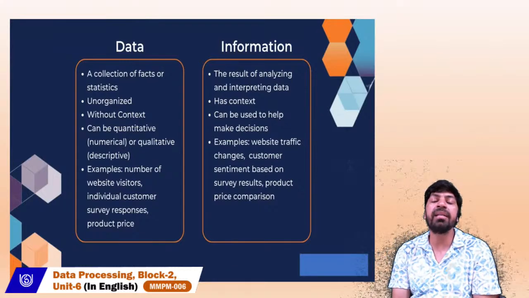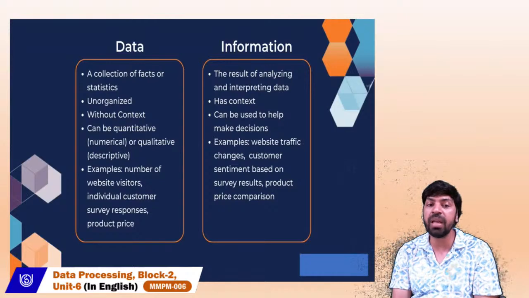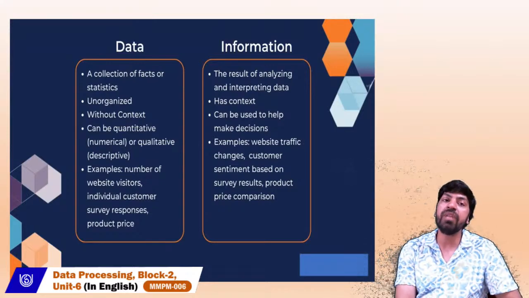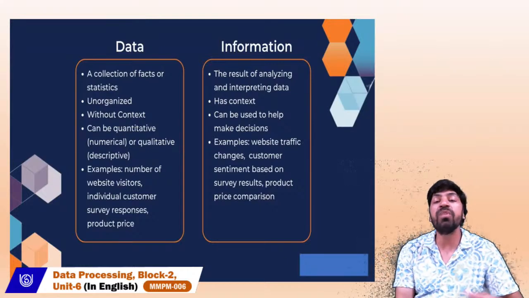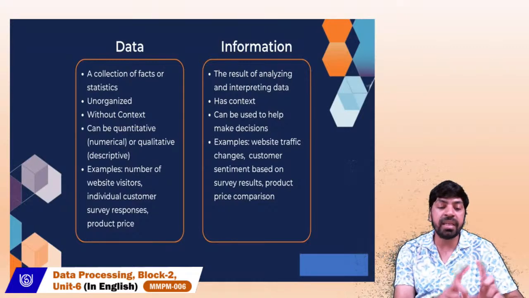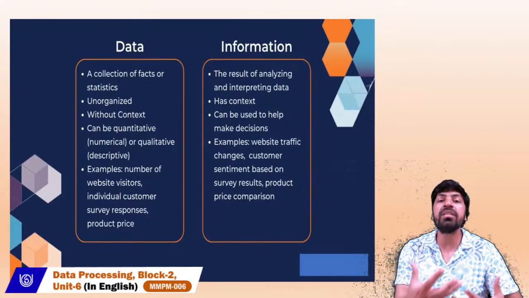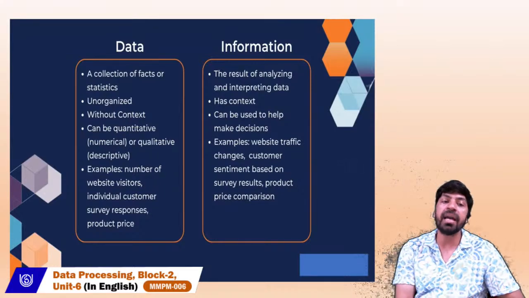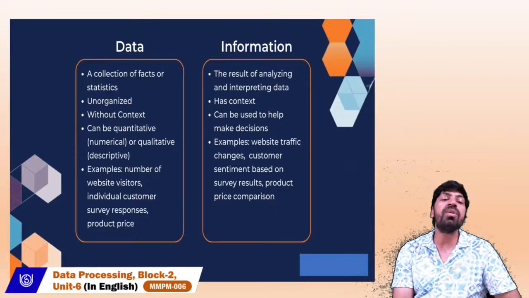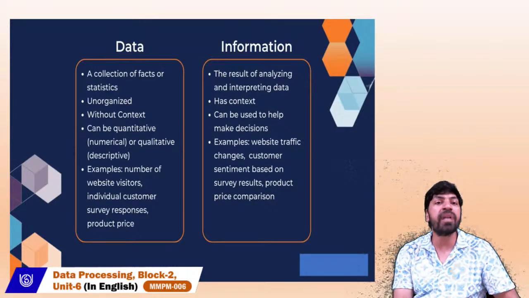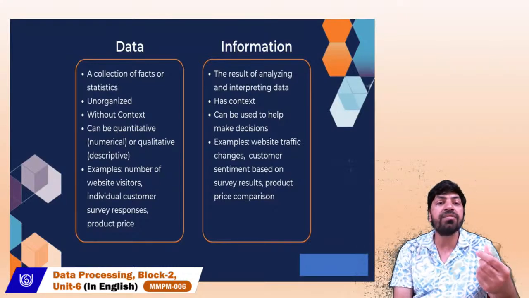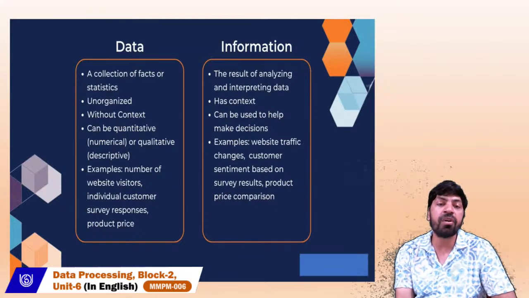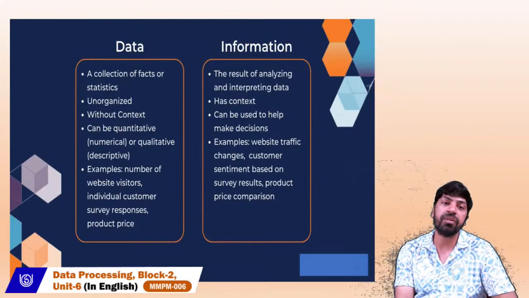Let's take a very normal example: website traffic. In case of data, an example would be the number of website visitors. If you visit any government portal website, you can easily look up the data on how many visitors have visited the site. So that's called data. Individual customer survey responses, or any product price, when you come to know the price of a new product, that is 5,000 rupees or 10,000 rupees for a wallet, it becomes data for you.